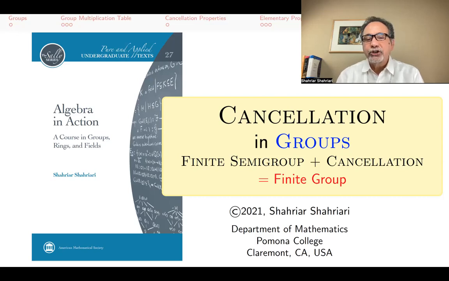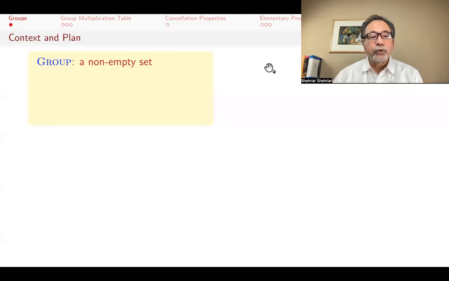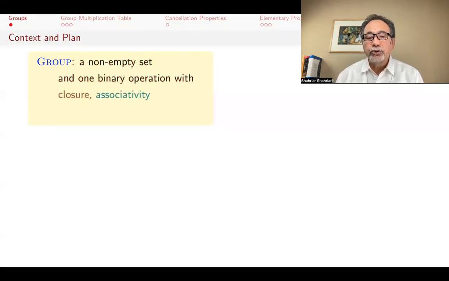The subject of this lecture is cancellation in groups, and among other things, we will prove that a finite semigroup together with cancellation is the same as a finite group. We will also look at the definition of a group in a little bit more detail and see if there are some redundancies. A group is a non-empty set together with one binary operation, which is closed. It's associative. There's an identity and there are inverses.